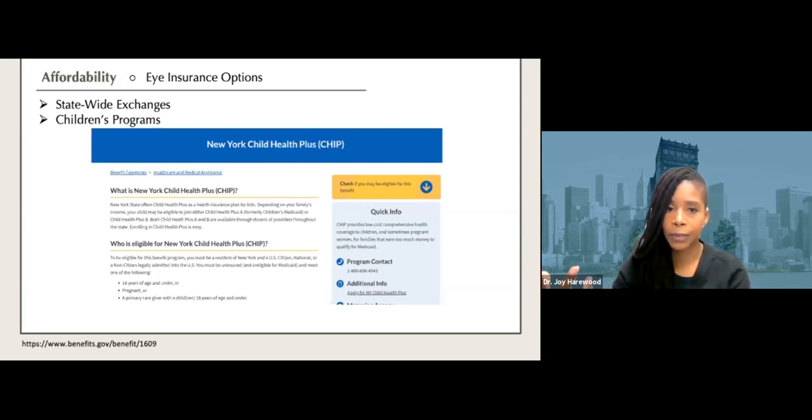And also we will have a resource guide for you at the end of the presentation. Anyway, moving forward, there are children's programs that kids can be covered under that will allow them to access not only eye care, but healthcare. And there are also patient navigators, enrollers, and other staff who can assist them in accessing this care if they're having trouble actually navigating just signing up for the system.